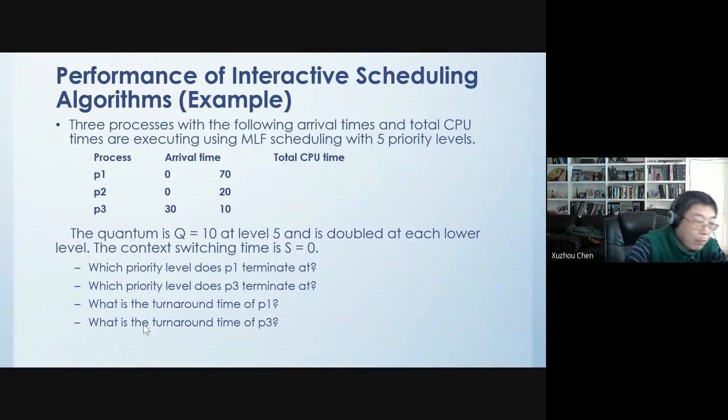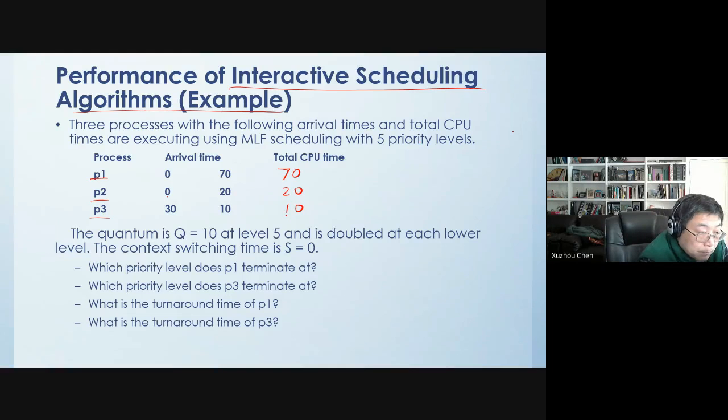Now in this case, I have 3 processes. Process 1, 2, 3. It's also interactive scheduling, so that means I'm going to use round robin. Process 1 arrived at time 0, process 2 arrived at time 0, but process 1 arrived a little bit earlier than process 2, even though they arrive at approximately the same time. Now the total CPU time is 70, 20, and 10.